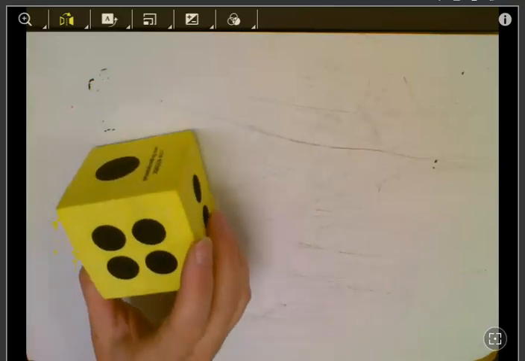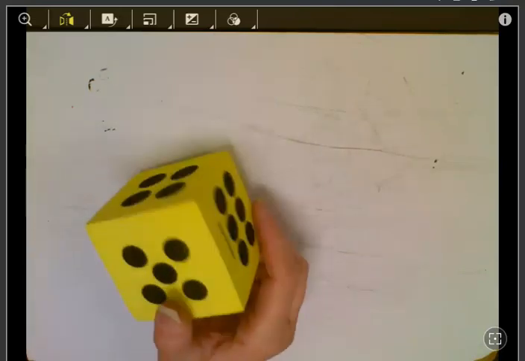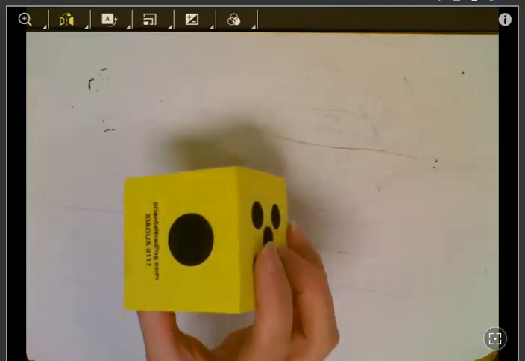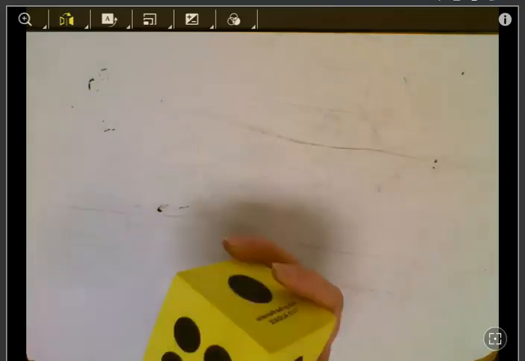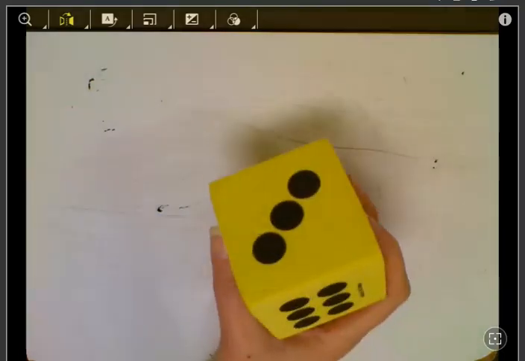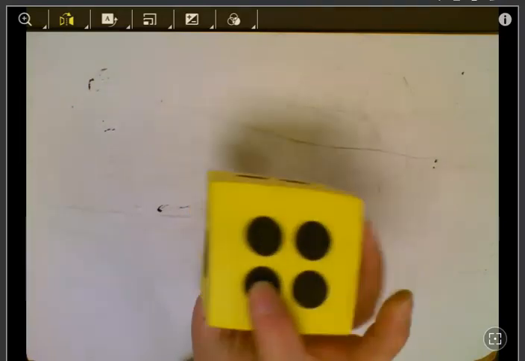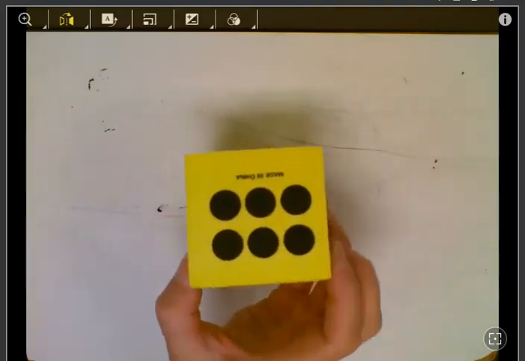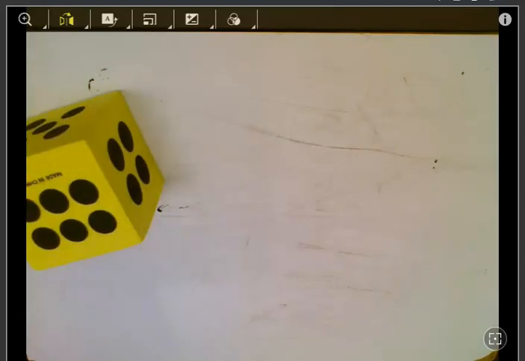Okay, you're rolling a number cube. So this is just a regular dice, it's just a really big one. So you've only got a 1, a 2, a 3, a 4, a 5, and a 6. So you have one of each of the numbers. And so we're going to talk about probability of events.